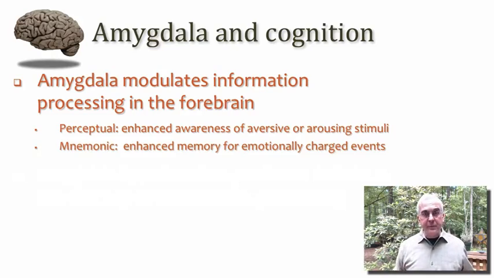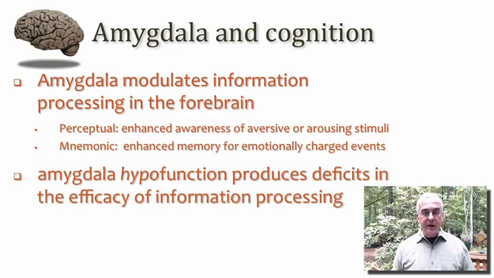Now, this provides us with a framework for thinking about what might happen when there's not enough signaling coming out of the amygdala, or perhaps when there's too much. So with insufficient amygdala activation, or amygdala hypofunction, we can expect there to be deficits in the efficacy of information processing. Perhaps this helps us understand patient SM. So the sensory signals are being processed, but she's simply not attending to them in a way that would impact her judgments about potential threat.